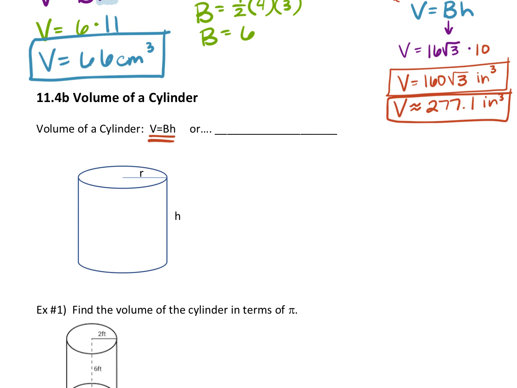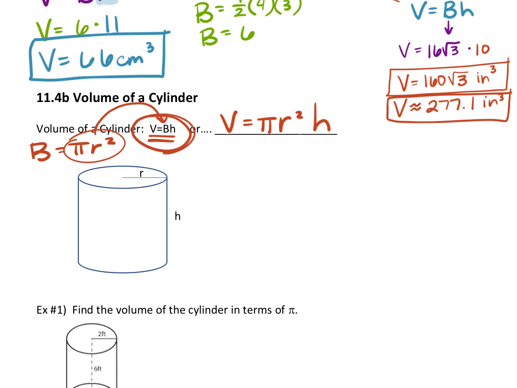Does anyone think they could write that for me in a different form? What is B when you're dealing with a cylinder? Radius squared times pi. Pi r squared. Okay, so if I substitute this for B, the volume of a cylinder is pi r squared times h. If you want to just memorize it as that, great.